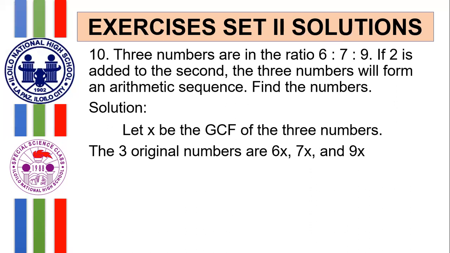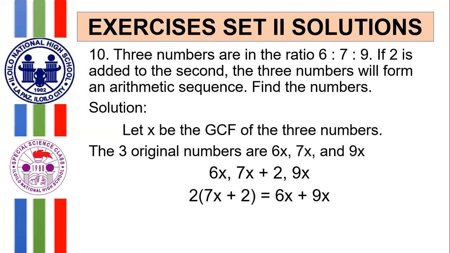So these are the three original numbers. And you will add 2 to the second term, which is 7x, and you add 2 to it, it will become 7x plus 2. So the new sequence, if that happens, will be 6x, 7x plus 2, and 9x. And utilizing again the concept in number 9, twice the middle number, so twice of 7x plus 2, is equal to the sum of the first and the third, so 6x plus 9x.